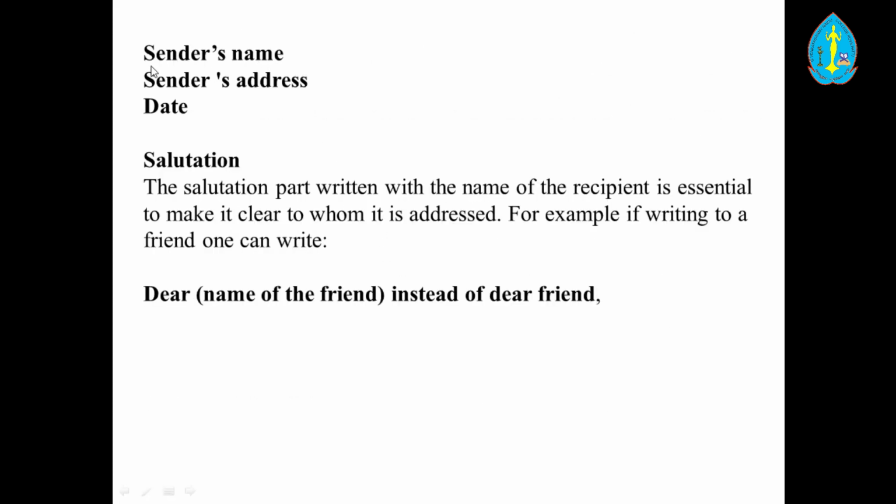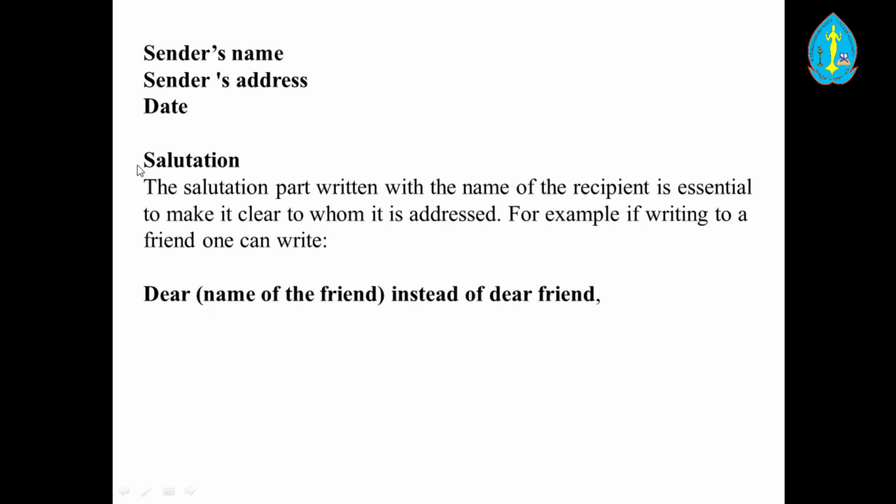The first one I have mentioned here is the sender's name. For example, Kumar. Kumar is going to write a letter to his father. Sender's name, and if you are staying in your hostel, write Kumar, GVN College Hostel, and write today's date, 9/5/2020.